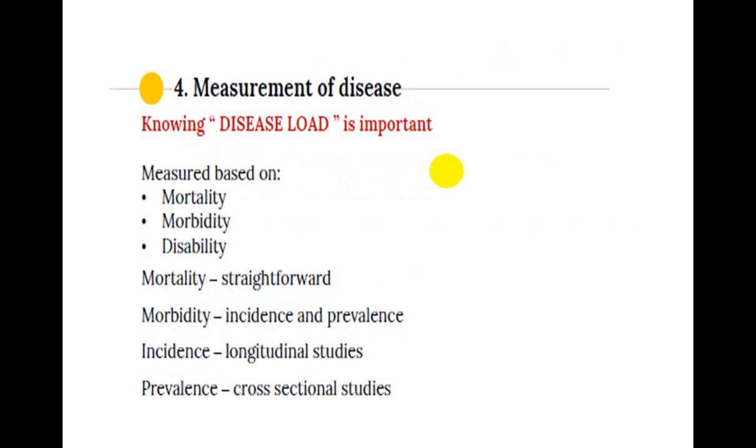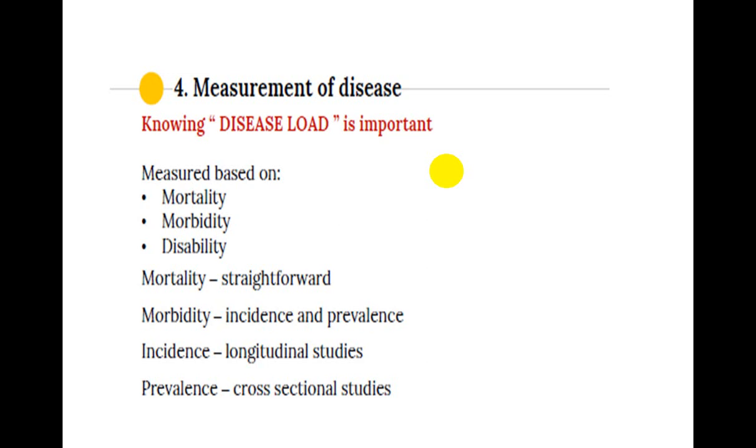We have the next slide. This is the measurement of disease. Knowing disease load is important. Measures are based on mortality, morbidity, and disability. Mortality is straightforward; morbidity has incidence and prevalence. Incidence comes from longitudinal studies, and prevalence from cross-sectional studies.